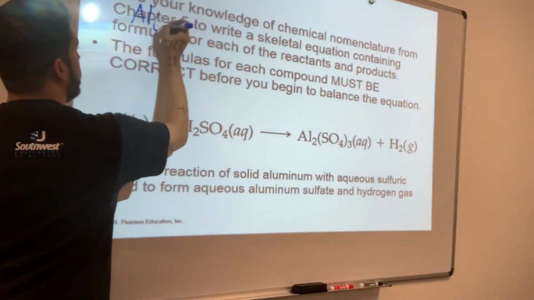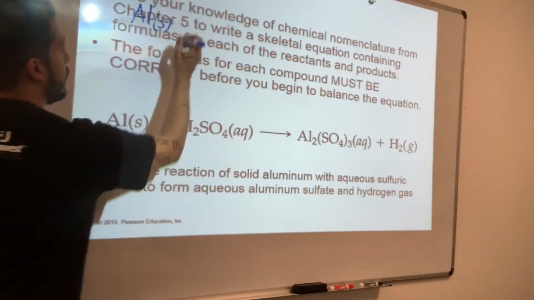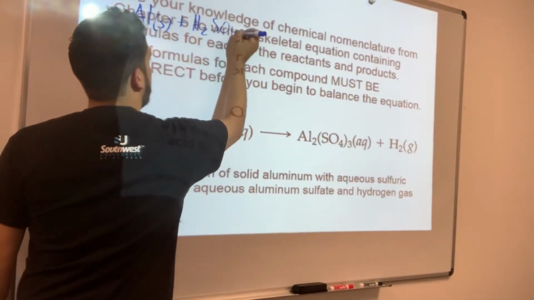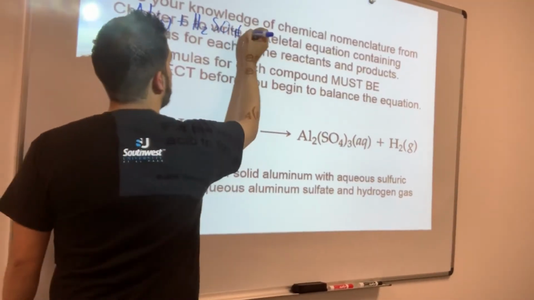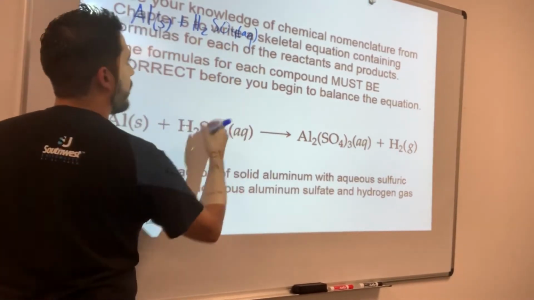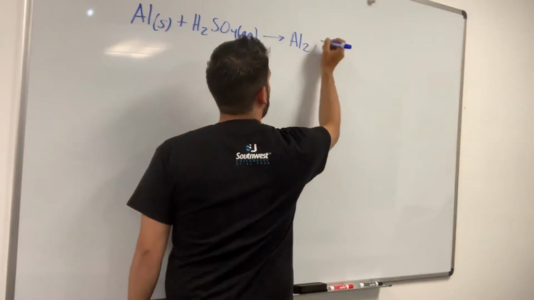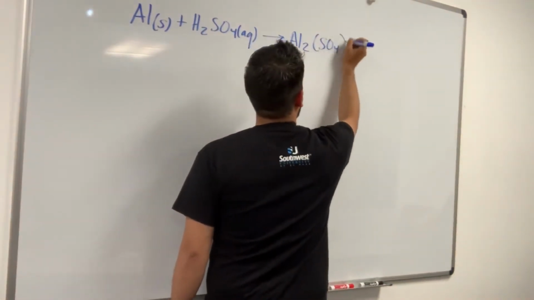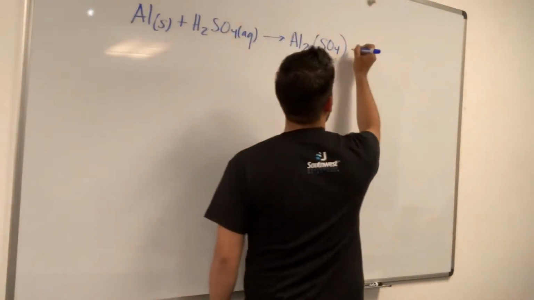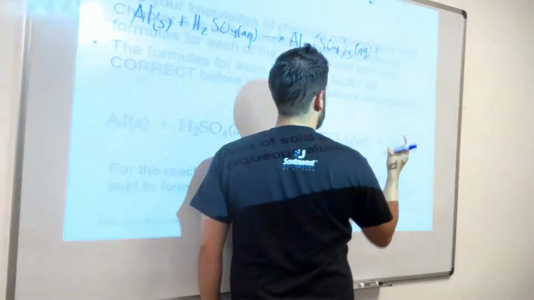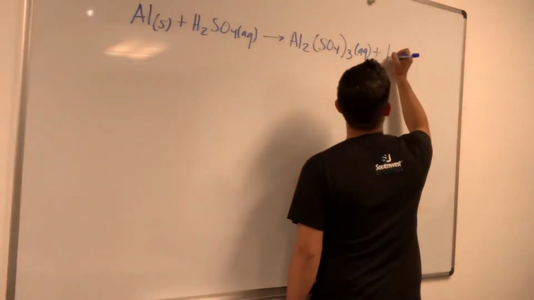That's aluminum. I guess I'm going to include the states in there. Plus H2SO4 aqueous. I'm just writing this equation over here, okay? So we want to write it also. Aluminum, SO4, 3, aqueous plus H2.